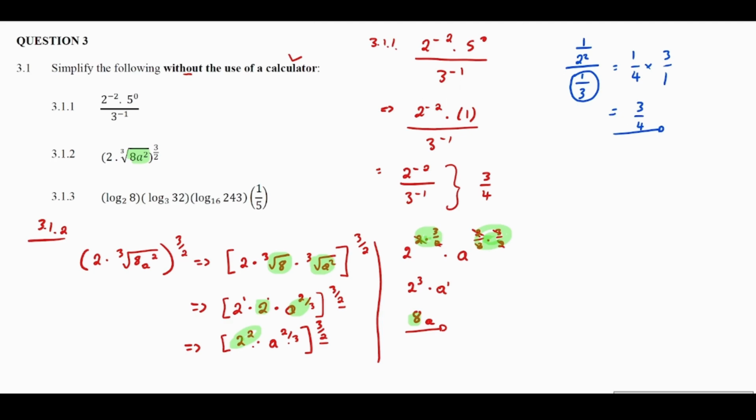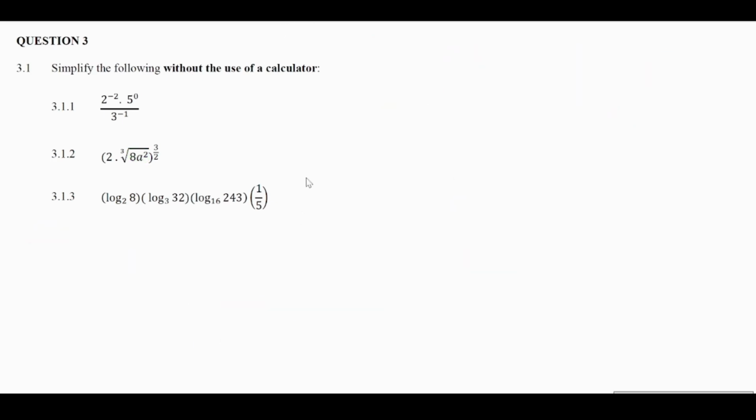So I'm going to clean up this whole thing so that we can work with logs. Let's look at logs. Okay, so what do we have on logs? We are given the log of 8 base 2. Put that inside your bracket. Multiply that by the log of 32 base 3. Put that inside your bracket. Multiply this by the log of 243 base 16. Multiply this by 1 divided by 5.